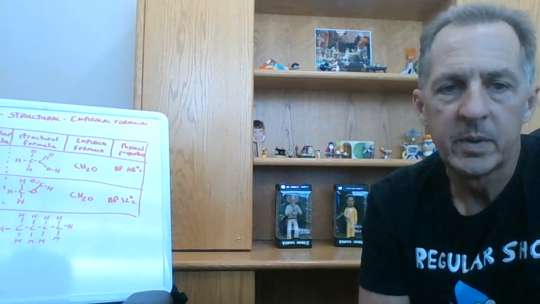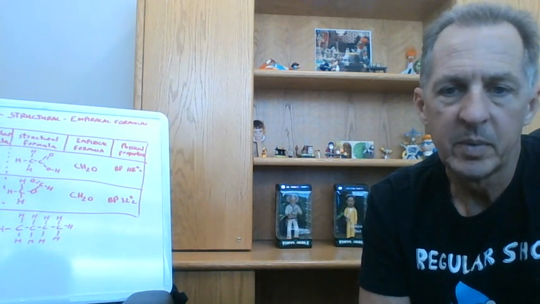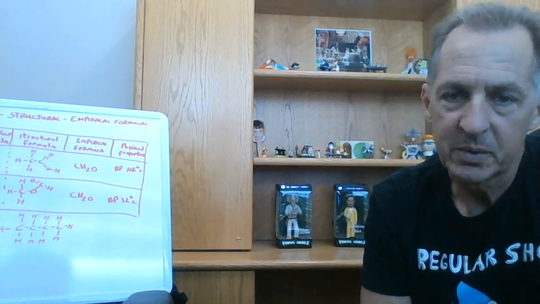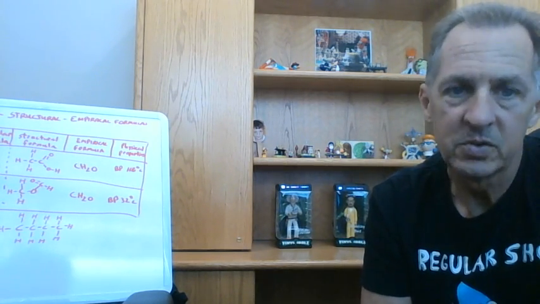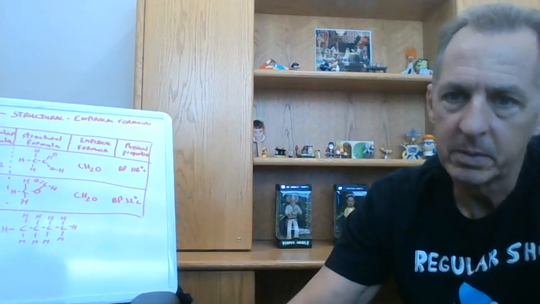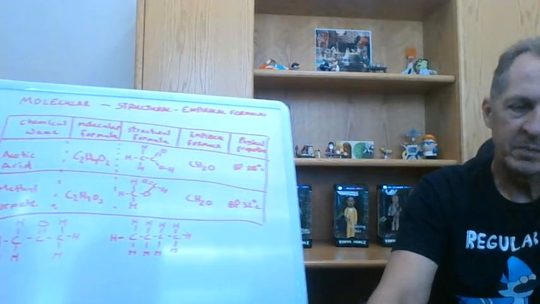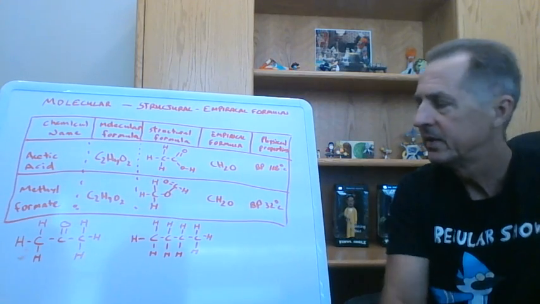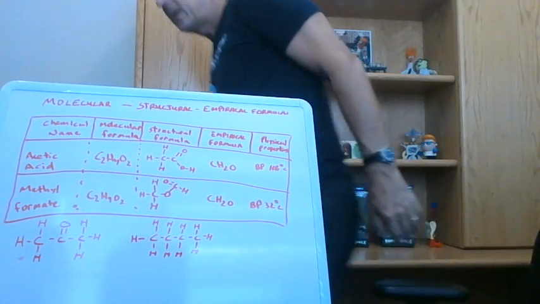Let's look at a couple different ways we can get chemical information and look at the difference between what's called a molecular formula, a structural formula, and an empirical formula. So we've seen several of these things before, but not all of them.